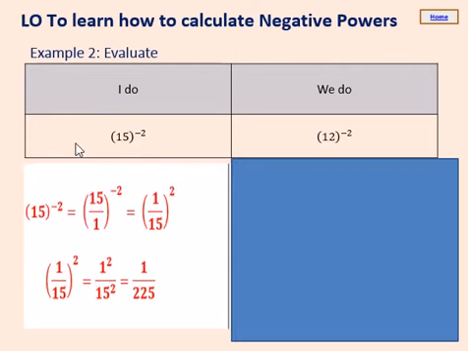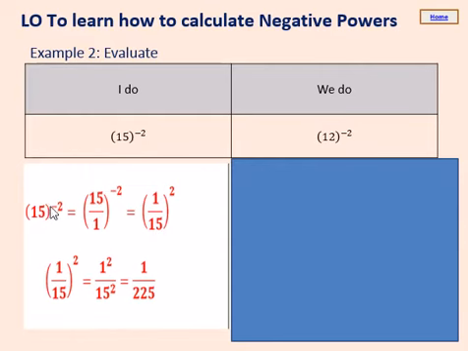Okay, second example, 15 to the power of negative 2. And again, we need to get rid of this negative power, and we do that by turning the base number, 15, into the inverse. So if I convert 15 to 1 over 15, I can get rid of this minus sign in the power.